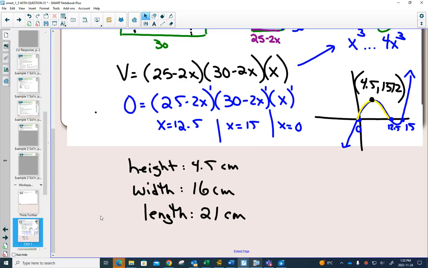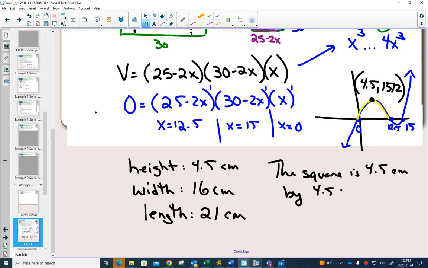So we've got the dimensions of the box. What size of square needs to be cut out? That's the same as the height. It's the 4.5 centimeters by 4.5 centimeters. We did ask for the max volume. We need to make sure we have our units there: 1,512 centimeters cubed.